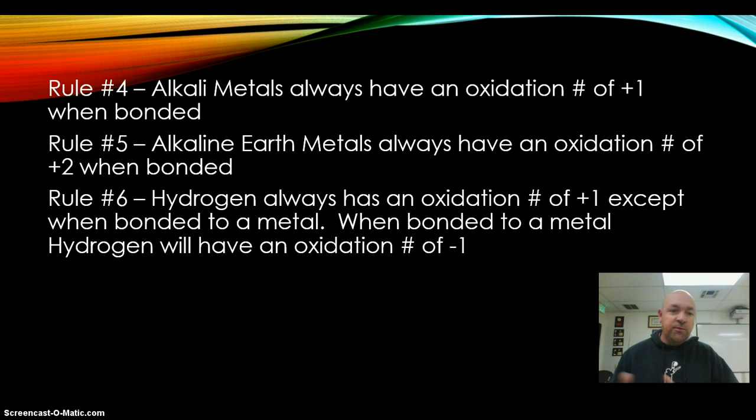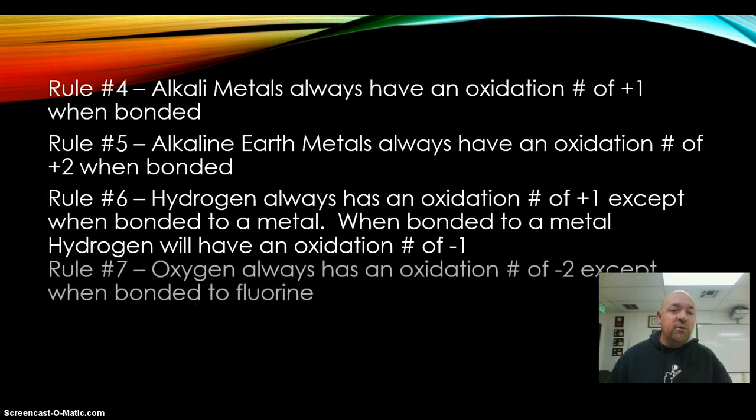Those electrons would always shift away from hydrogen. And so that would cover probably at least 90% of the compounds that we would see with hydrogen in it. Very rarely are we going to see one where it's bonded to a metal. Every now and then that might be the case, but the majority of ones where we deal with hydrogen in this class, it will have an oxidation number of +1.